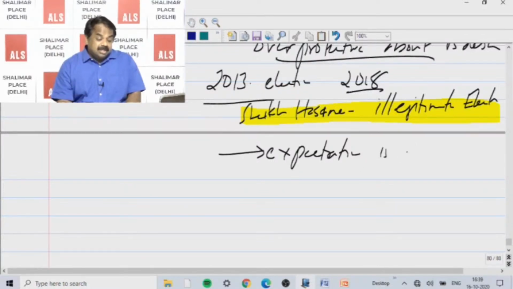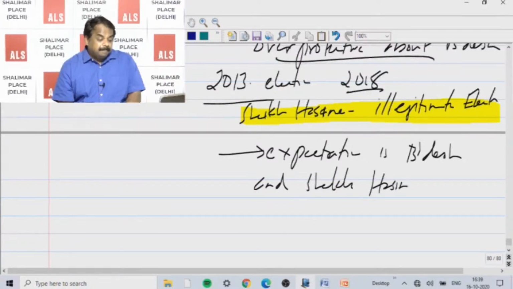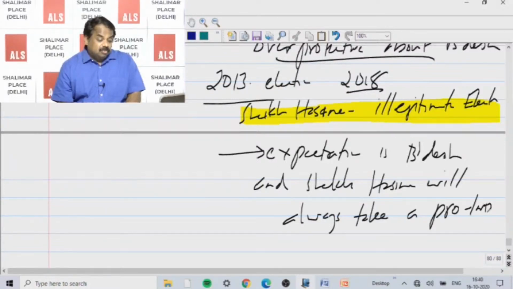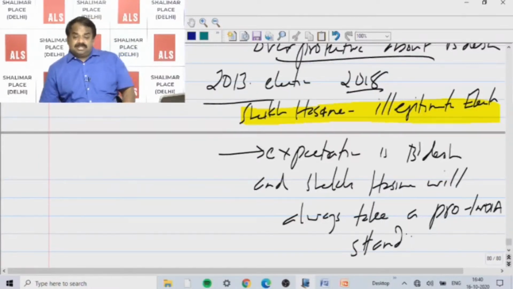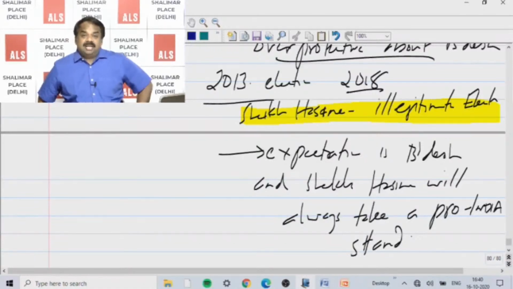Our expectation is that Bangladesh and Sheikh Hasina will always take a pro-India stand. Why? Because we are supporting her regime. So this is our expectation. But that is too much. We cannot expect that, even though we are supporting and propping up, beyond a point they will not do it.